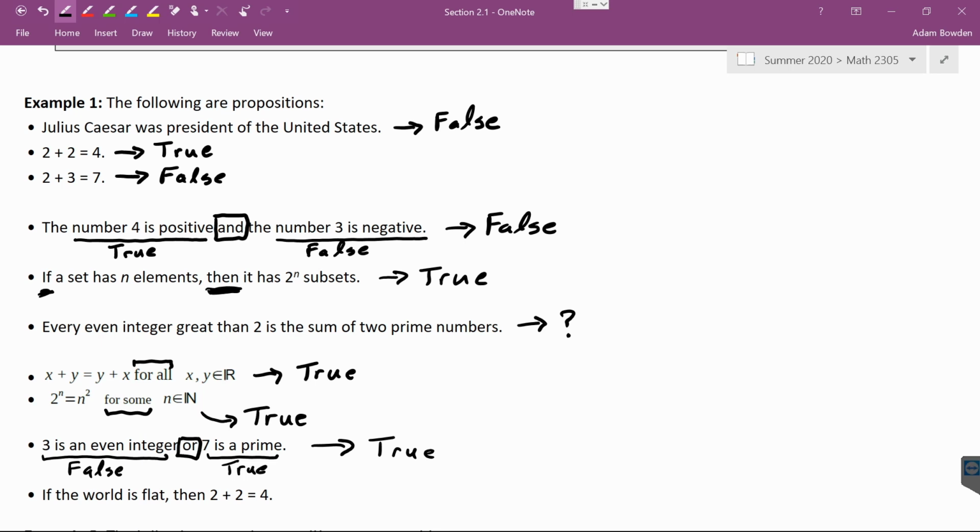And then the last one is kind of a nonsense statement: if the world is flat, then 2 plus 2 equals 4. Another if-then situation, but it is still in the form of a proposition that can be assigned a true-false value. We'll come back soon to talk more about if-then situations and the odd characteristics they have when we start assigning true-false values to them.